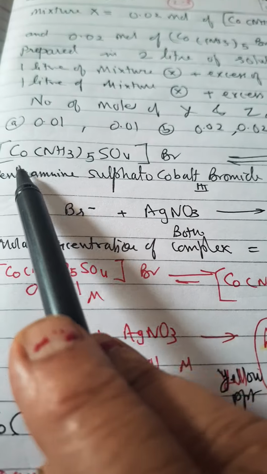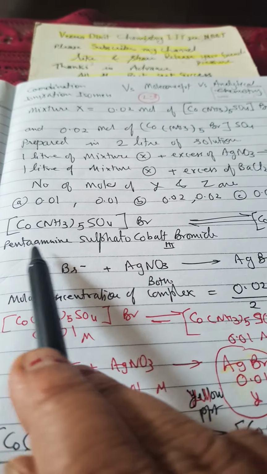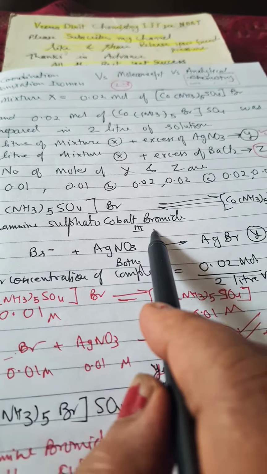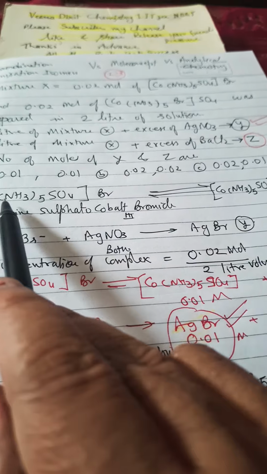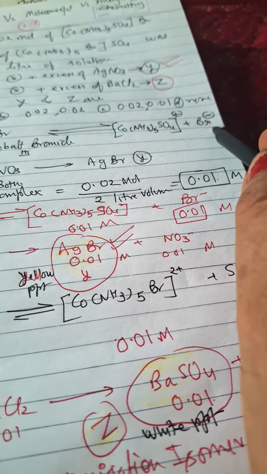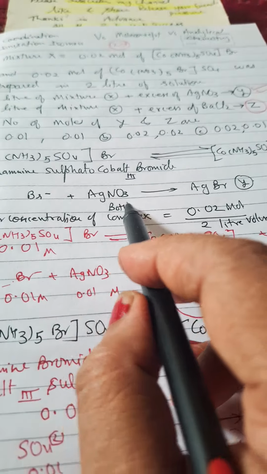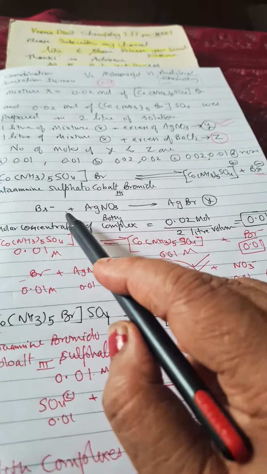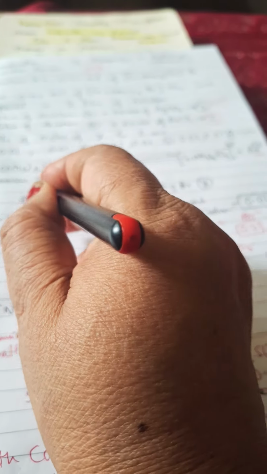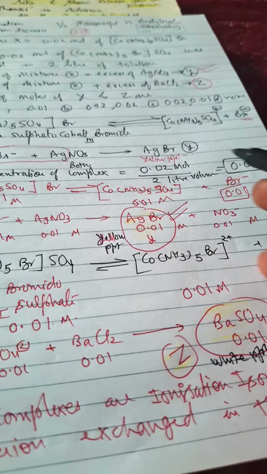So first, what we have to do is ionization. Pentaammine sulfato cobalt(III) bromide ionizes, so the complex ion and counter ion separate. Here we are getting bromide ion. When this bromide ion reacts with AgNO3, now it is analytical chemistry, so AgBr, a yellow precipitate, is obtained. This is Y.